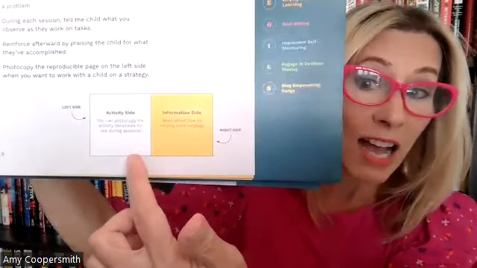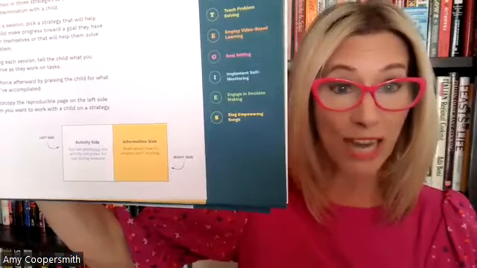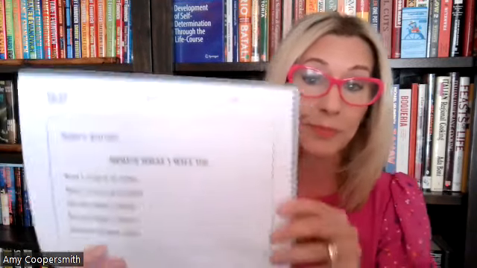And on the left-hand side, we have an activity sheet for each topic, each strategy. And on the right-hand side is going to be the description of how to use it. The left-hand side has reproducible pages that you can copy for each and every one of your students if you choose, and select the ones that are the most meaningful for your student.